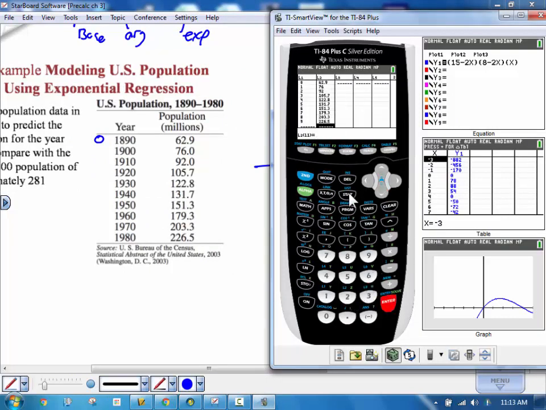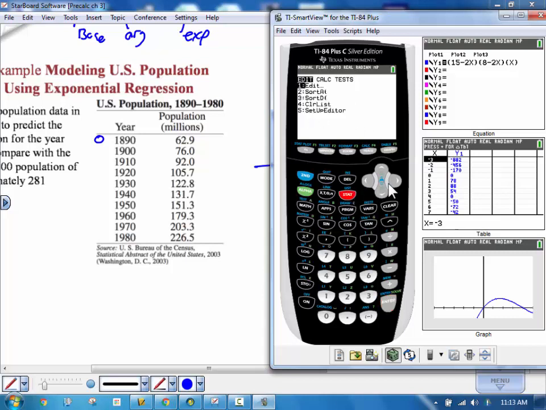Once I get all these values in, you just go to Stat, and you go to Calculate, and you scroll down to Exponential Regression, which is 0 or 10. So I'm going to hit 0 for exponential regression. I wanted to use L1 and L2, and that gives me a regression equation of this.